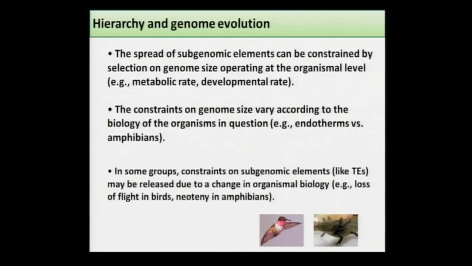It could also be that the spread of these elements is constrained by properties of the organism. So if you have flight or metamorphosis in the desert, you will have a small genome. It will keep those elements in check. On the other hand, if those properties of the organism change, you may have an expansion of those elements. If you lose metamorphosis, if you become flightless, genomes may suddenly start to expand. And these constraints are not universal. They vary according to the biology of the group. So in birds, it looks like metabolism is important. In amphibians and insects, development is important.